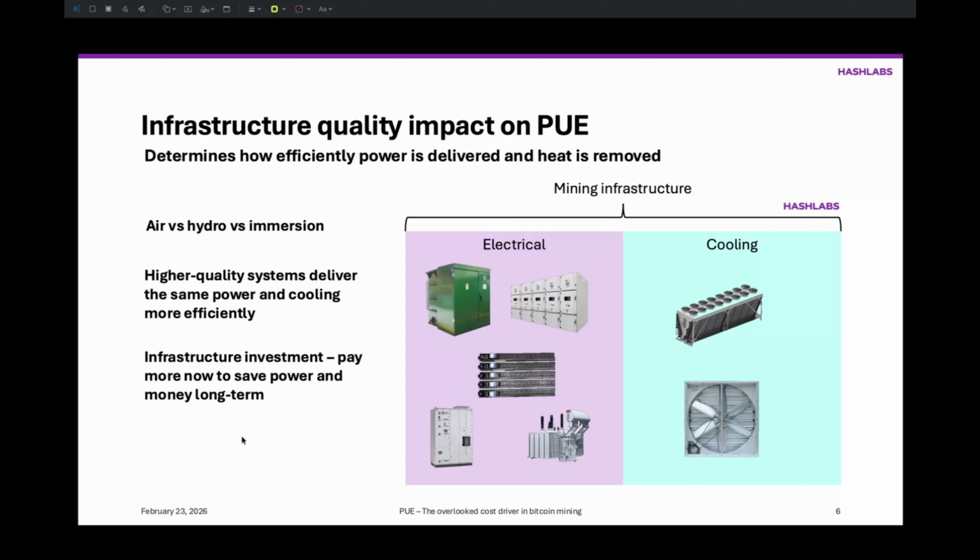So if you have a long-term mining project, you want it to run for many, many years, it might make sense to spend on the infrastructure. But if you're just planning to mine for a couple of years and then move on, then you might be able to get away with buying cheaper infrastructure and accepting that higher power usage effectiveness.